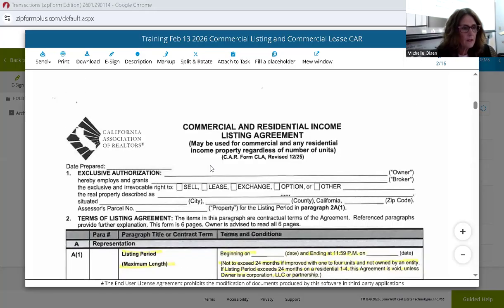The APN, we can get that through title, right? Yeah, or go on to Real List, pop in the address, and Real List will give you the APN on your MLS. Does this start with 5 units or more? No, this form is multi-use, so you can use it for any residential income property, regardless of the units.